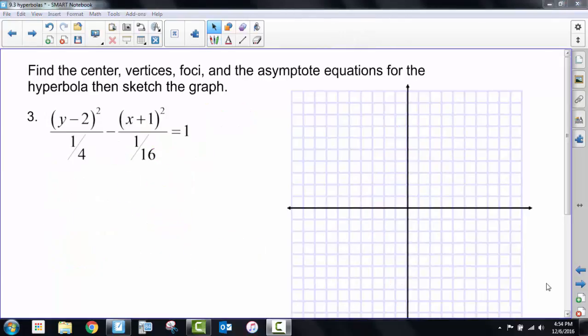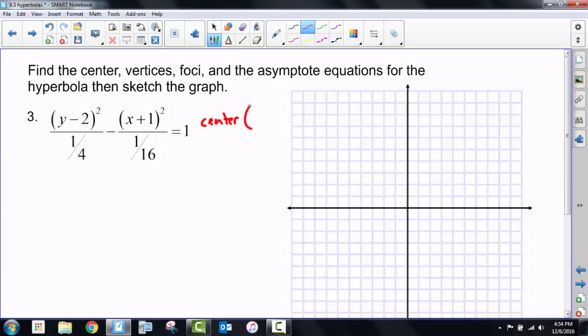And now for number 3, you might notice right away on this one that we have a couple of little things to deal with that we haven't had to deal with yet. One of those being that the center has now moved away from the origin. Center is -1 and 2. All right, no big deal there. Here's what you may not love so much, the fractions.